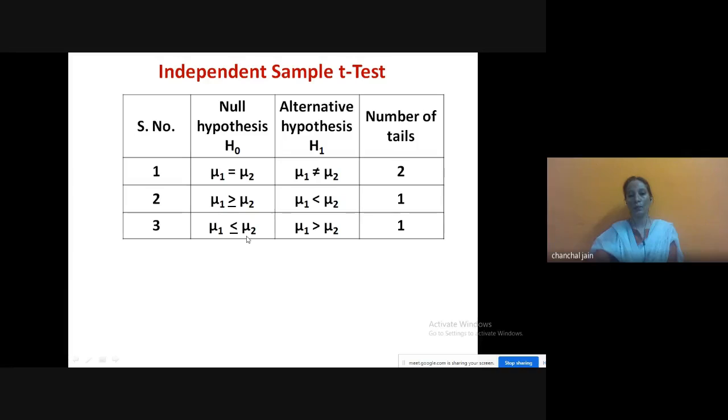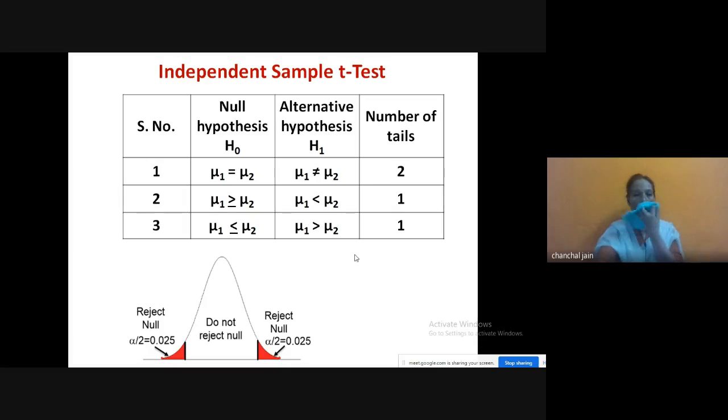Third one is when you are saying the first group mean is less than or equal to the second group mean, and alternatively you are stating that the first group mean is greater than the second group mean. That means here again you are clearly saying that the first group mean is greater than the second group mean. So that is why only one tail is involved, and you can say this is the one-tailed test. And when your first group mean is greater than the second group mean, then you will say this is the right-tailed test.